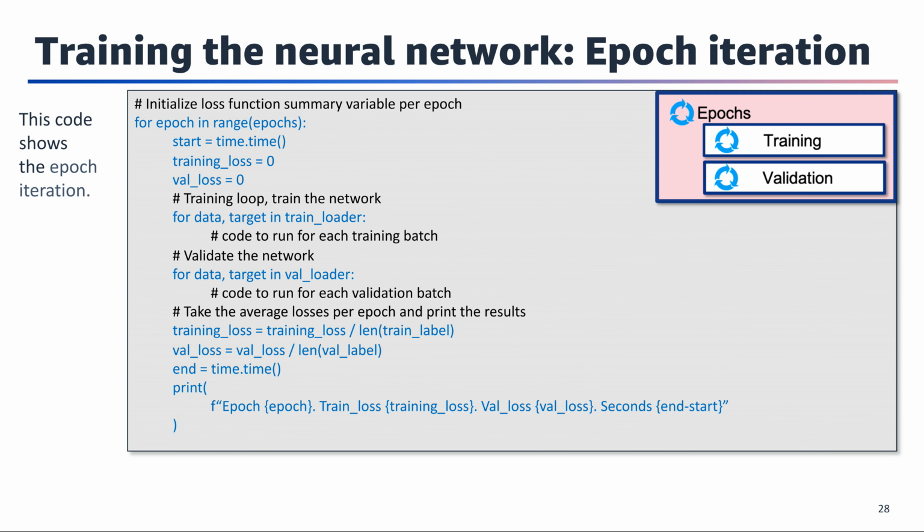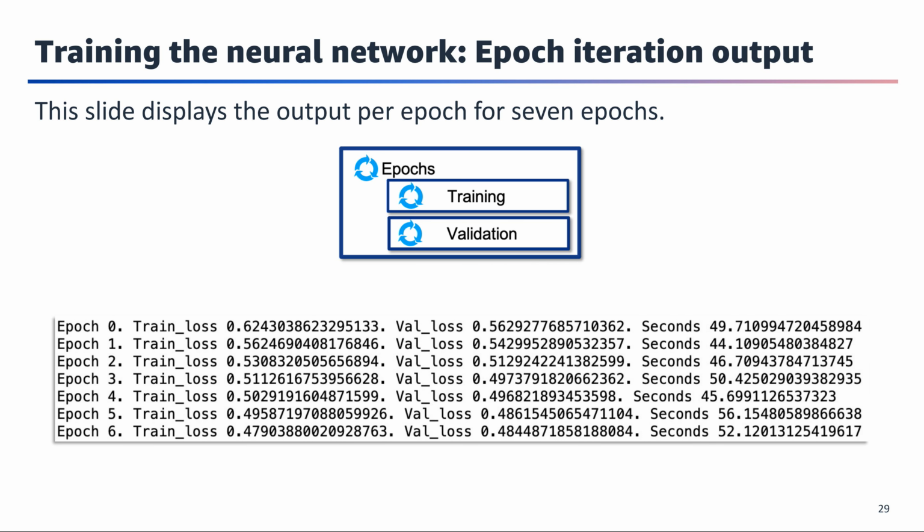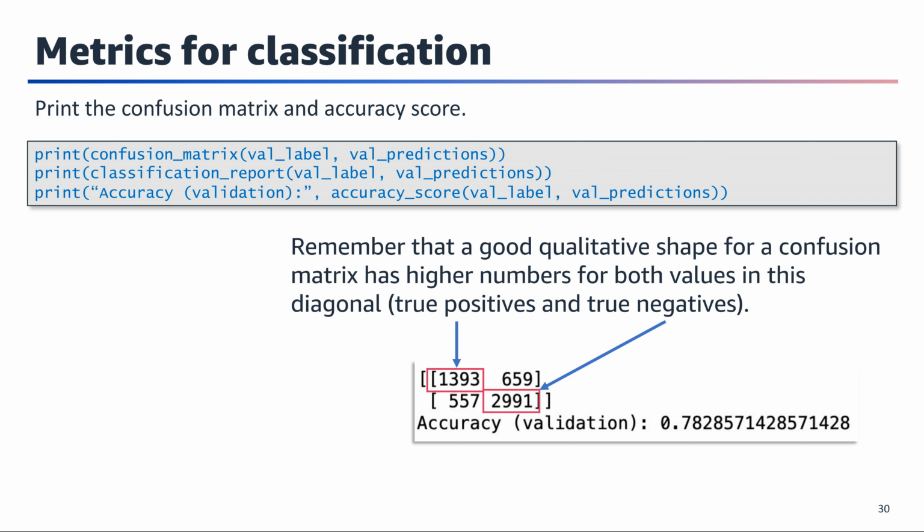This continues for each epoch iteration. The slide displays the output per epoch for 7 epochs during the training of a neural network. Included is the training loss, the validation loss, and the time in seconds. There are various metrics for classification. You can print the confusion matrix and accuracy score. Remember that a good qualitative shape for a confusion matrix has higher numbers for both values in this diagonal, true positives and true negatives.